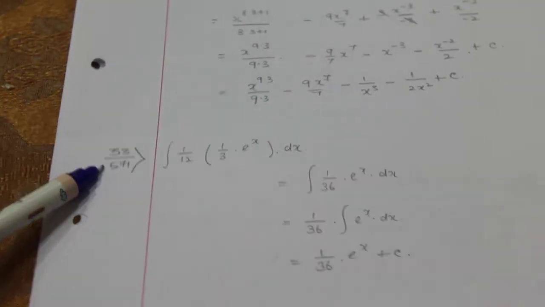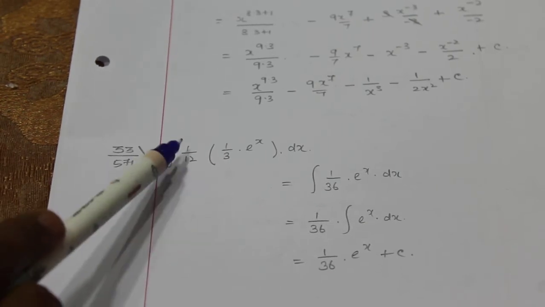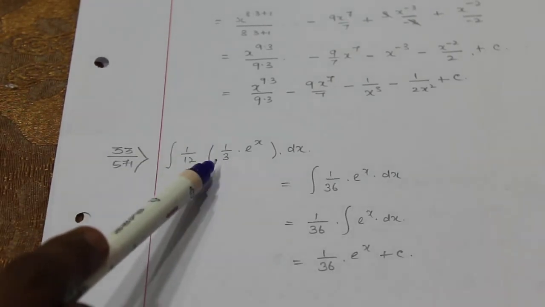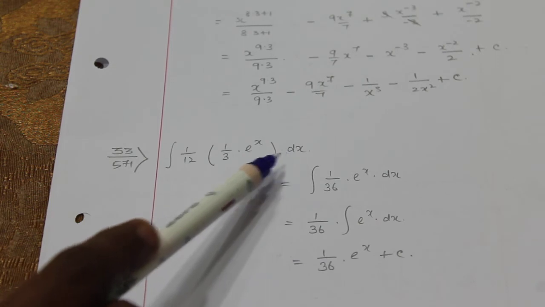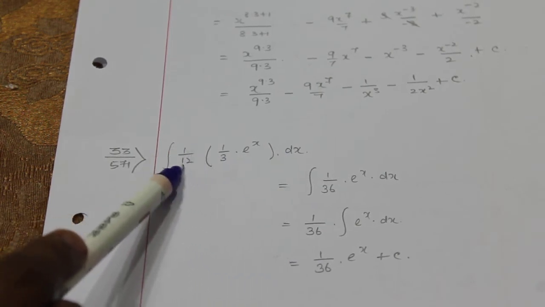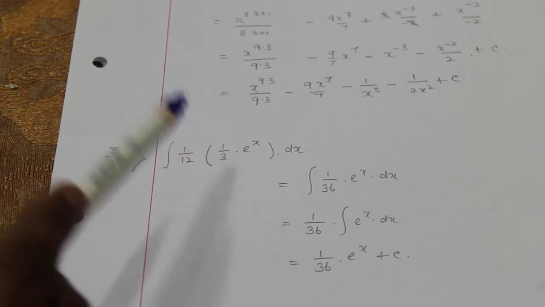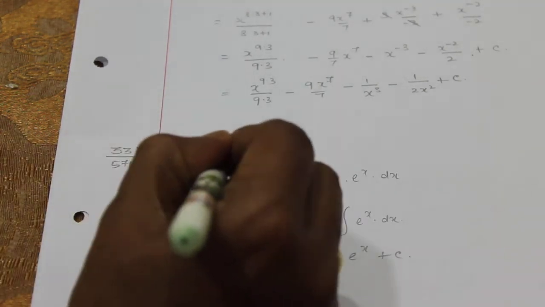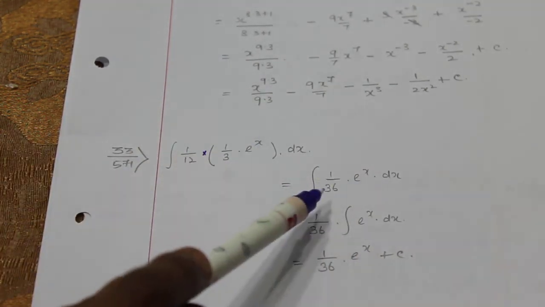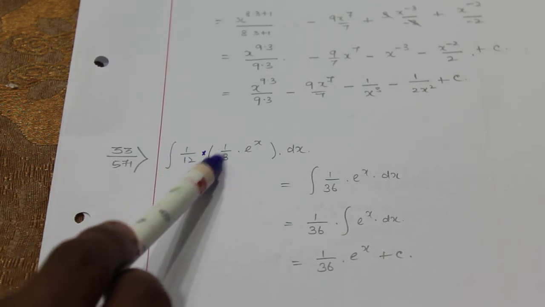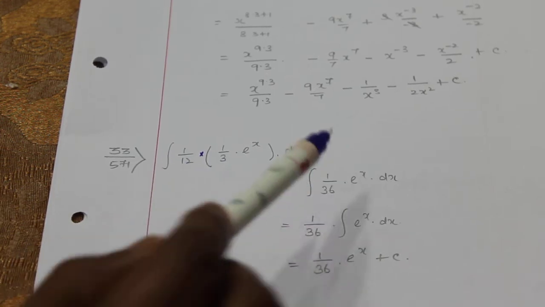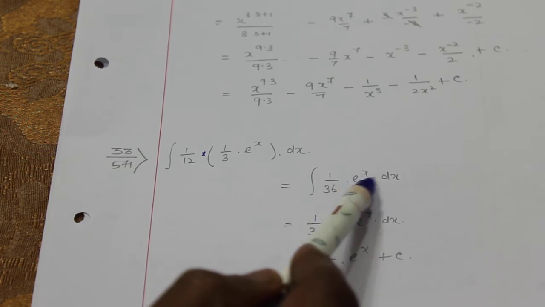The next question is question number 33, which says 1 by 12 multiplied by 1 by 3 e power x, dx. Now we can multiply this 1 by 12 value inside, because this is a multiplication. If there is a plus, then we need to give much more concentration, but here it is a multiplication. Therefore simply multiply the factors. 1 divided by 12 multiplied by 1 by 3 is 1 divided by 36, that is 12 times 3, into e power x dx.